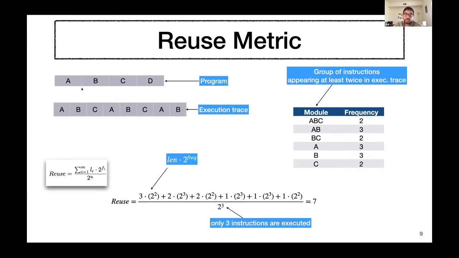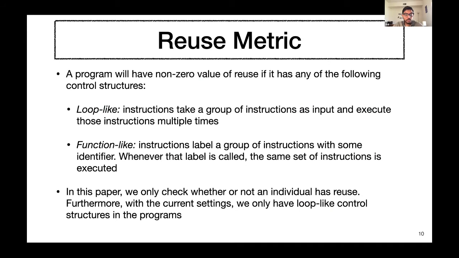And since only 3 instructions are executed, A, B, C, D is not executed. That's why in the denominator we have 2 raised to power 3. Now clearly a program will have non-zero reuse if it has either loop-like or function-like control structures. So loop-like instructions are those that take a group of instructions as input and execute those instructions multiple times. Additionally, function-like instructions are those that label a group of instructions with an identifier. And whenever that identifier or label is called, the same set of instructions is executed.